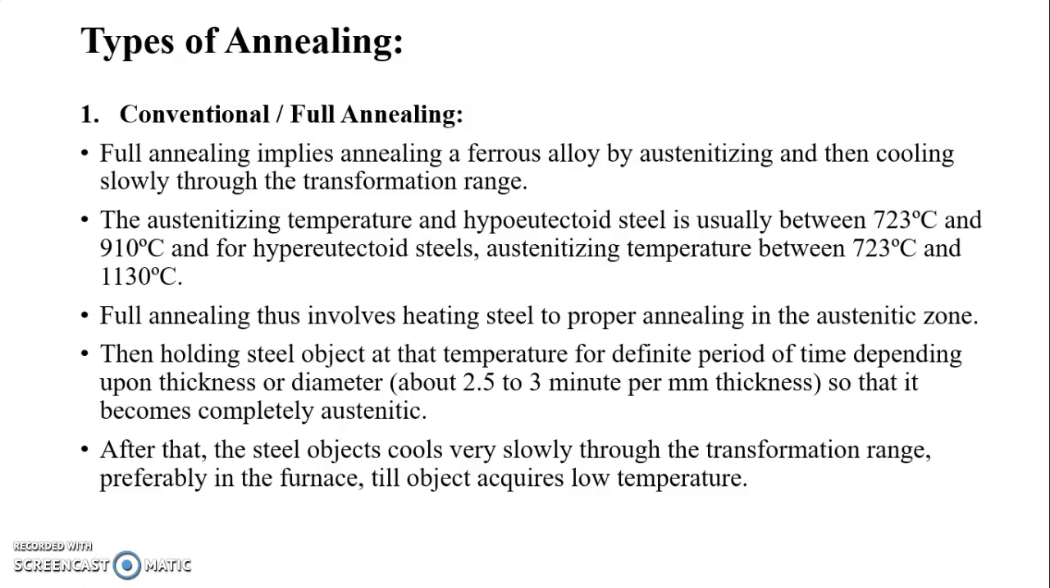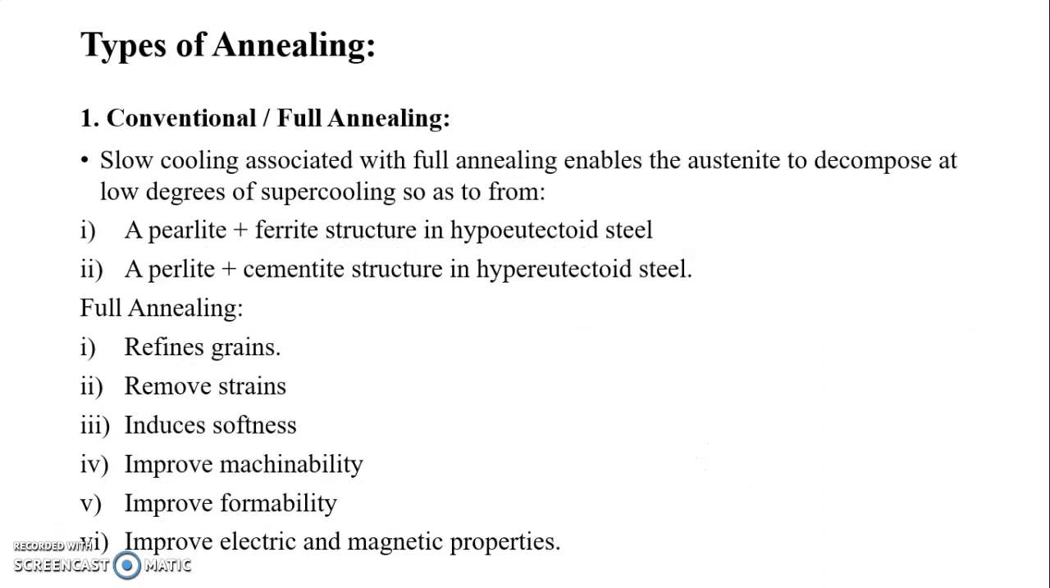After that, the steel object is cooled very slowly through the transformation range, preferably in the furnace, till the object acquires low temperature. The slow cooling associated with full annealing enables the austenite to decompose at low degrees of supercooling so as to form a pearlite plus ferrite structure in hypoeutectoid steel, and a pearlite plus cementite structure in hypereutectoid steel.